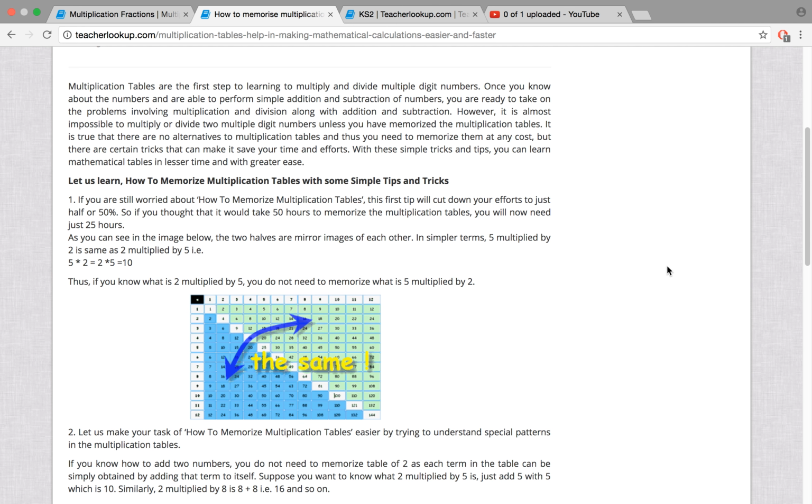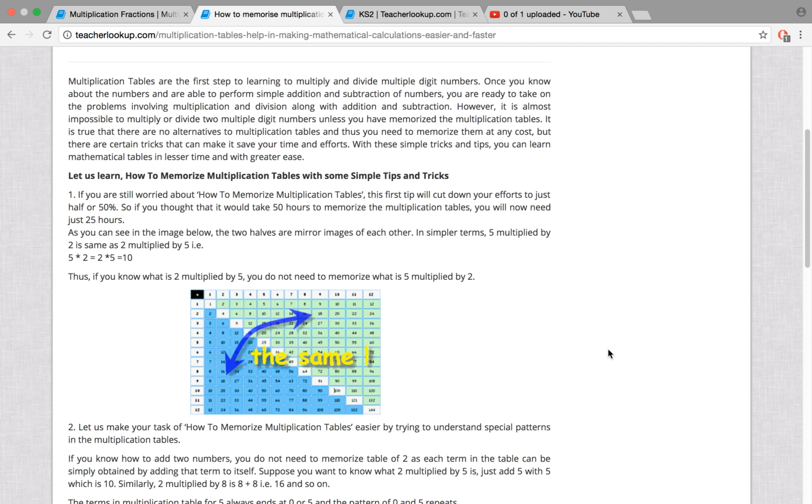Let us learn how to memorize multiplication tables with some simple tips and tricks. If you are still worried about how to memorize multiplication tables, this is the first step to cut down your efforts to just 50%. So, if you thought that it would take 50 hours to memorize the multiplication table, you will now need 25 hours.